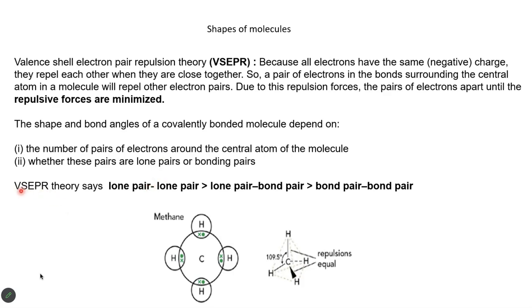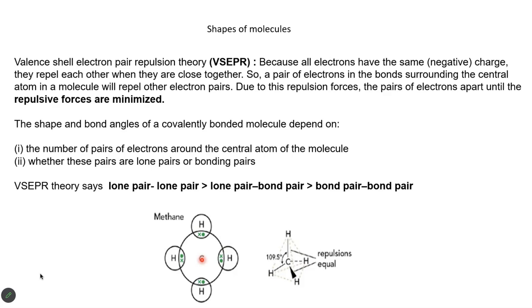So valence shell electron pair repulsion theory says lone pair-lone pair will have the highest repulsion, lone pair-bond pair lower than that, and bond pair-bond pair the least repulsion. So with this, we can see the shapes of molecules. Behind this, we have to find out the bond pairs and lone pairs of the central atom of a molecule, and then say how the shape of the molecule will be.